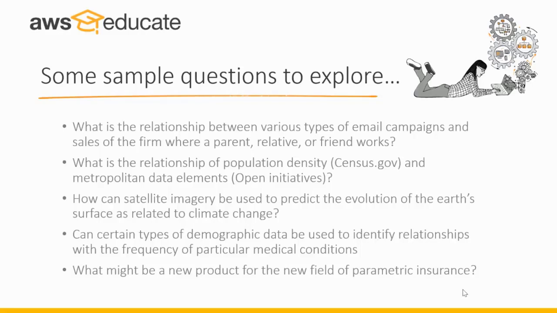Another question, what is the relationship of population density, which is one of the data elements available from census.gov, and various metropolitan data elements? So we can go to the Chicago data portal and the New York City data portal and the Seattle data portal, and we have 3 representative cities, one from the East Coast, one from the Midwest, one from the West Coast.